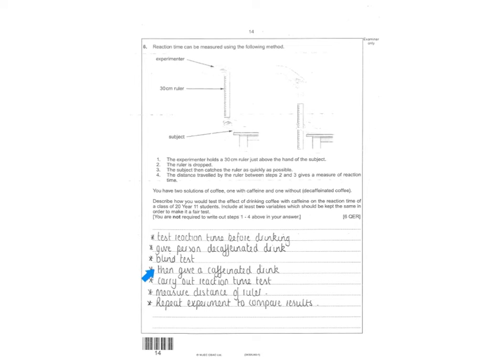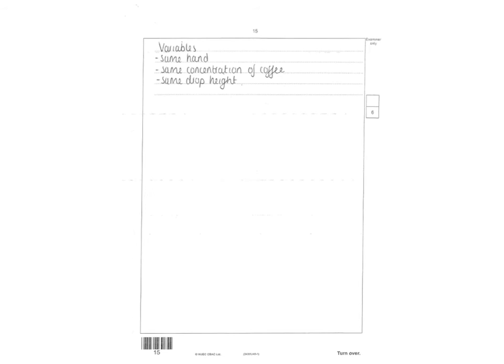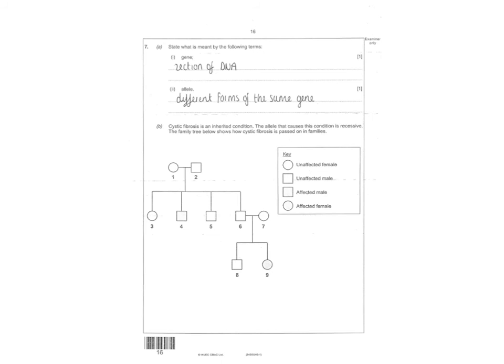We wouldn't tell them which one it was, so don't tell them that they're drinking decaffeinated or caffeinated. We would then give the caffeinated drink, carry out the reaction time test, measure the distance with a ruler to see how quick they caught it, and we would repeat the experiment to compare the results. Our variables, we make sure that they use the same hands, the same concentration of coffee, and the same drop height.